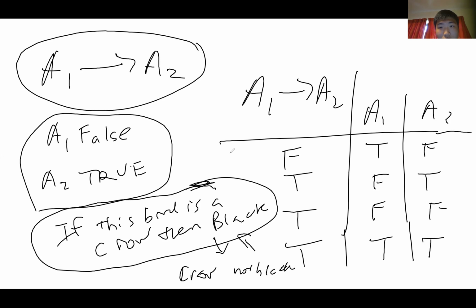Okay, so that one, and then there's also A1 if and only if A2, and this whole statement is true only when A1 and A2 have the same value, right? So if A1 and A2 are both false, then it's true. If A1 and A2 are both true, then it's also true. But if one is true and the other is false, then the whole statement is false. All right, so those are the, oh, that took a while. Okay, those are the propositional logic symbols, right?